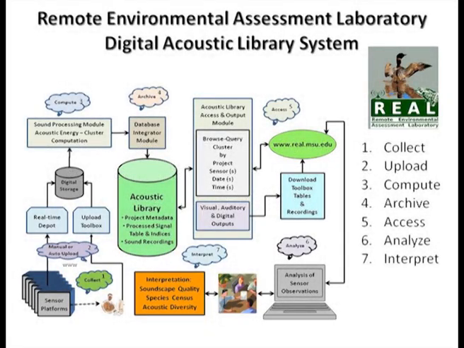This is the process that we go through to do it. You've got to collect the data, which is down here. You upload the observations into a data bank, sort of a temporary storage spot. Then we compute some indices, and that happens up here. Then we archive those and put them into the acoustic library. And then we can access the information in a number of different ways. We archive, access, analyze, and then interpret.